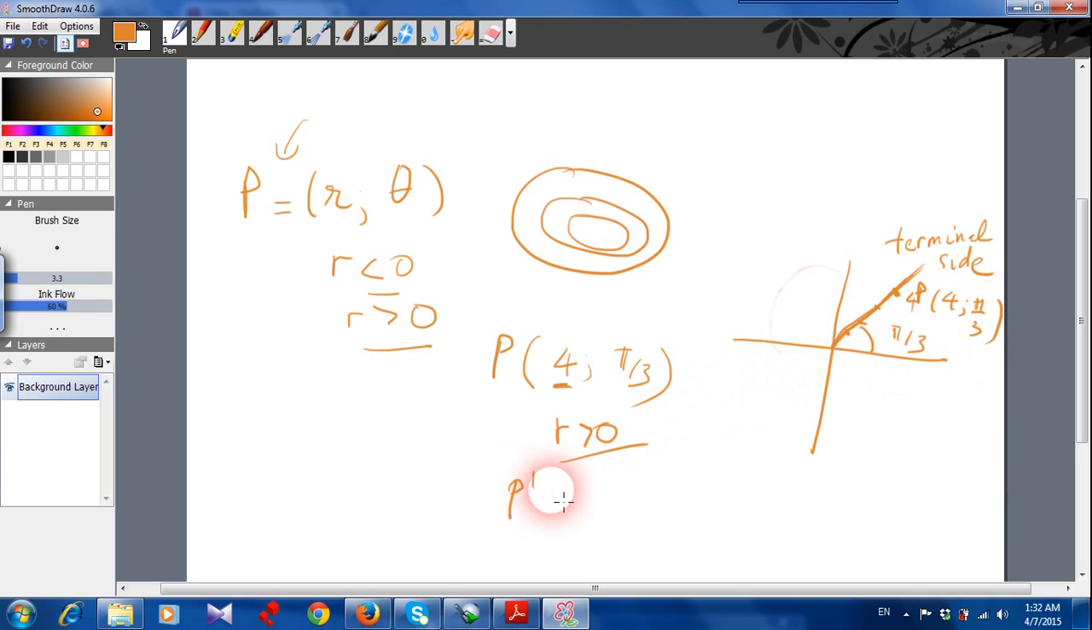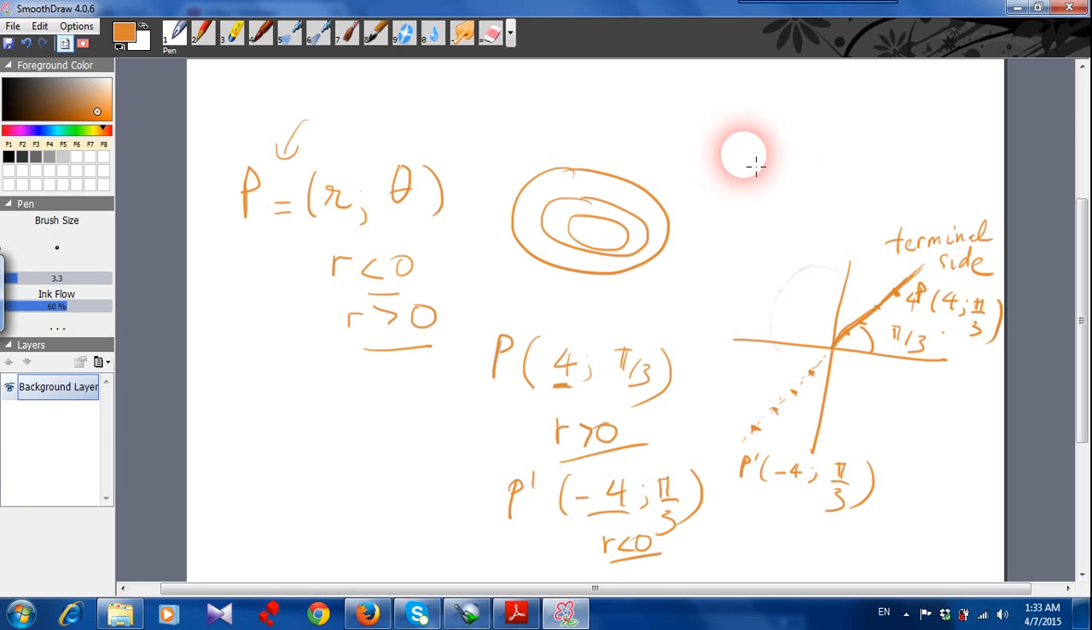How about P prime at (-4, pi over 3)? You see, r is negative, so it's on the opposite ray of the terminal side. So it will be here, on the opposite of the terminal side of pi over 3.